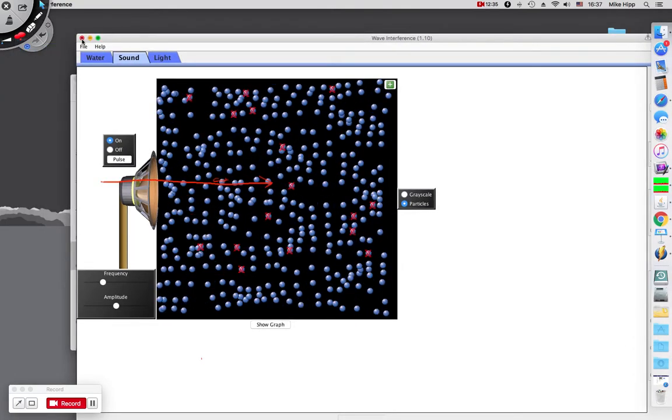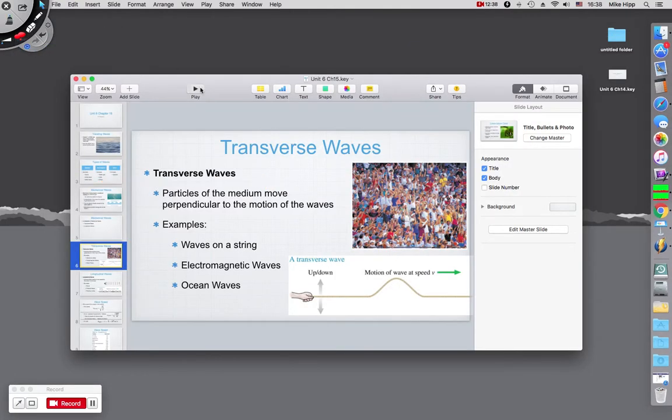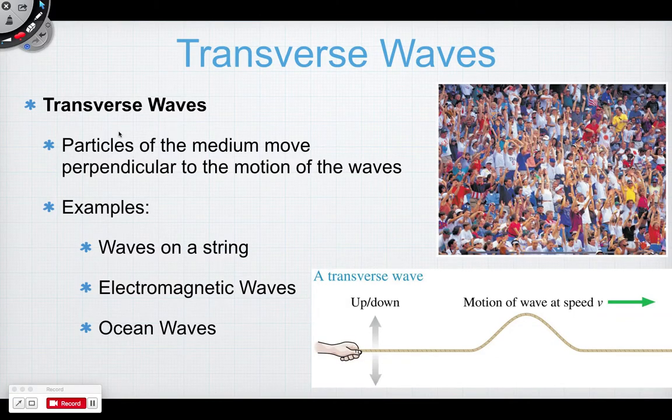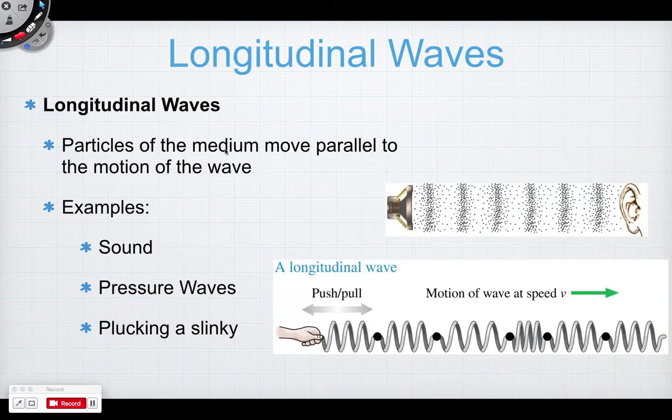So let's go to that longitudinal wave slide and look at that. If you're a mechanical wave and not a transverse wave, then you are a longitudinal wave. Particles of the medium move parallel to the motion of the wave. A perfect example of this is sound. The sound wave travels this way at some speed. This little particle right here doesn't make a huge movement with it. It just goes right and left a little bit as these waves pass by. So sound is a longitudinal wave.